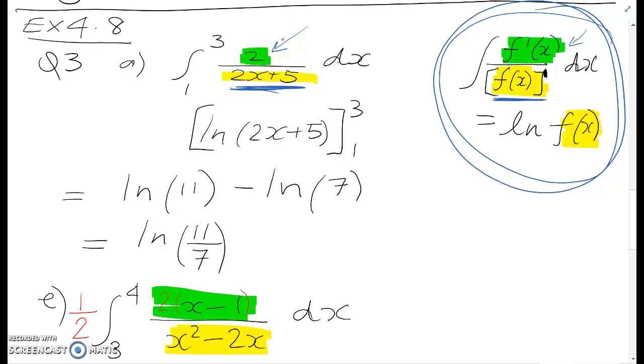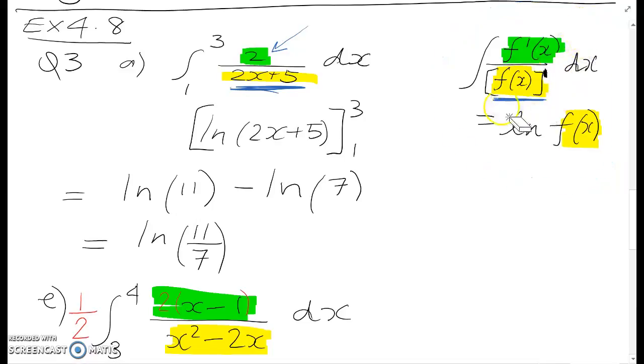I do, because what's the derivative of 2x plus 5? 2. So I'm good to go. So that is in fact ready to integrate. I don't have to do anything fancy. You know that the 2 on top, green light to go. So that means I've got the log of that function that was on the bottom, 2x plus 5. Have to evaluate that between 3 and 1. So I've gone ahead and done that.